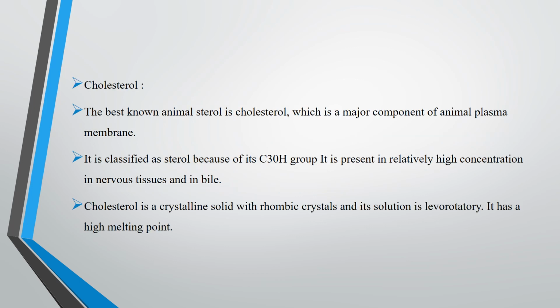Cholesterol. The best known animal sterol is cholesterol. This is the major component of the animal plasma membrane. It is classified as a sterol because of the OH group. It is present in relatively high concentration in nervous tissues and in the bile salts. Cholesterol is a crystalline solid with rhombic crystals and its solution is levorotatory. It has a very high melting point.